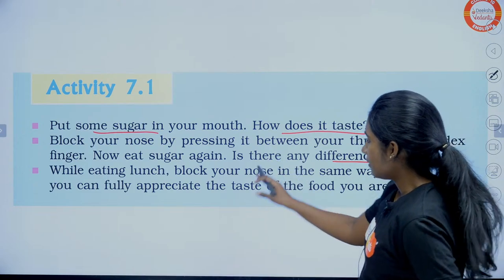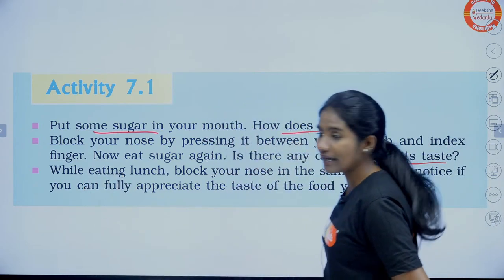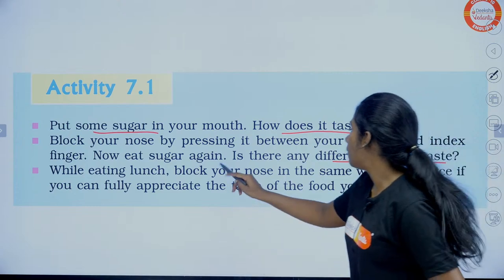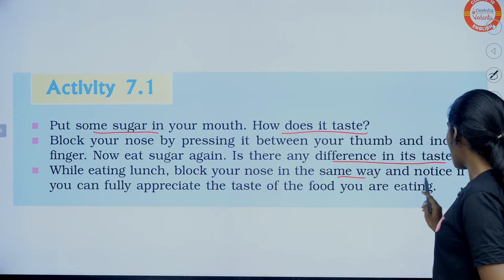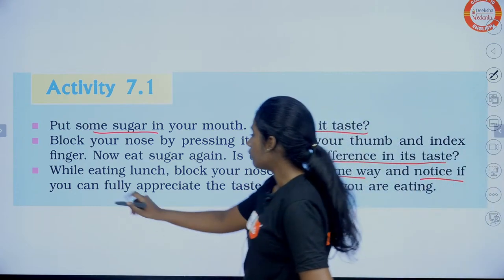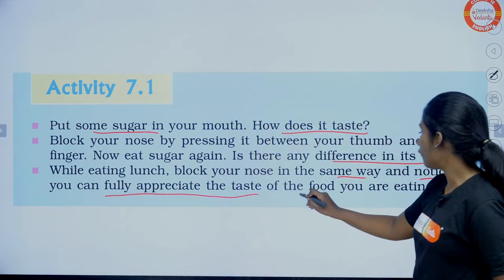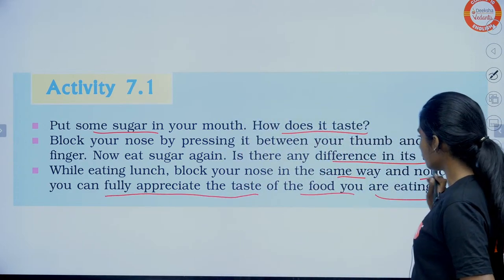And then, the third question is, while eating lunch, block your nose in the same way and notice if you can fully appreciate the taste of the food you are eating.